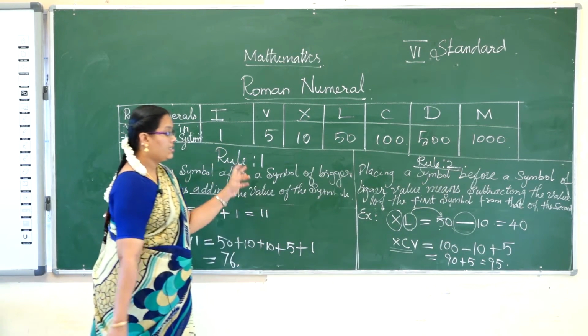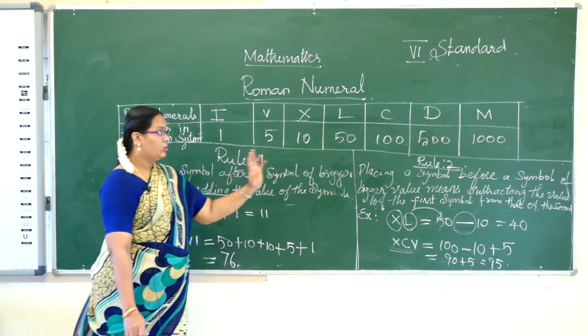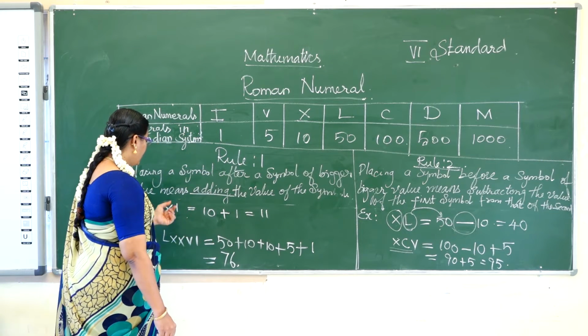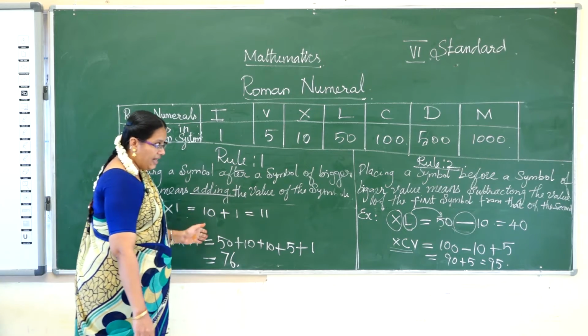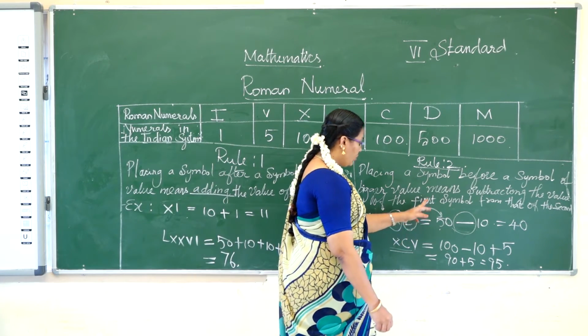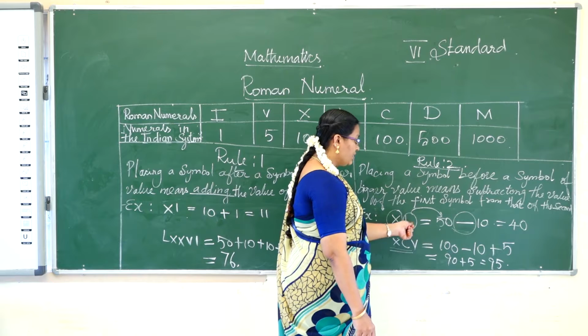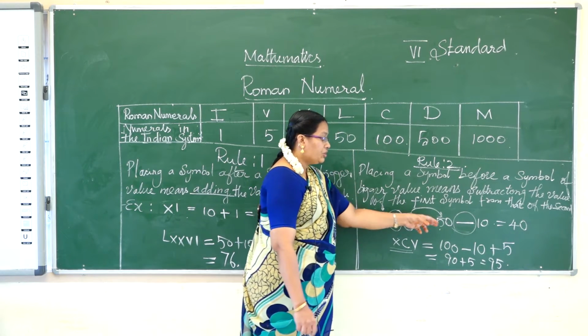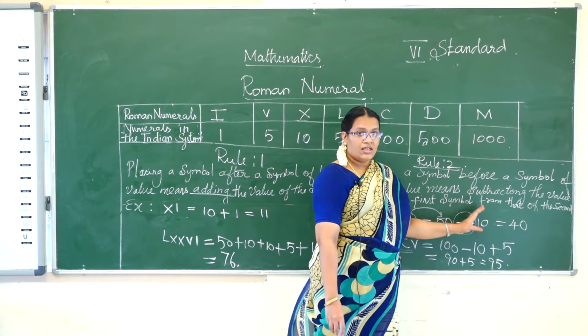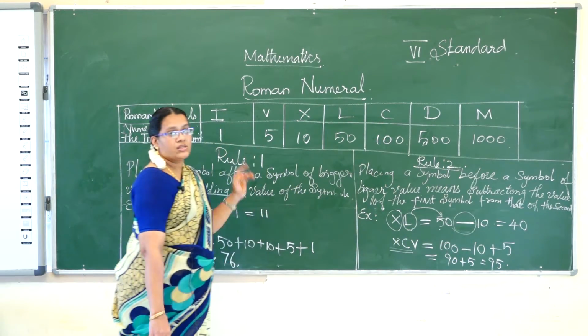I hope you are understanding rule number 1 and rule number 2. Rule number 1: when the smaller value comes after the bigger value, we can add. Rule number 2: when the second value is larger compared with the first value, you should subtract. That is all in the first 2 rules.